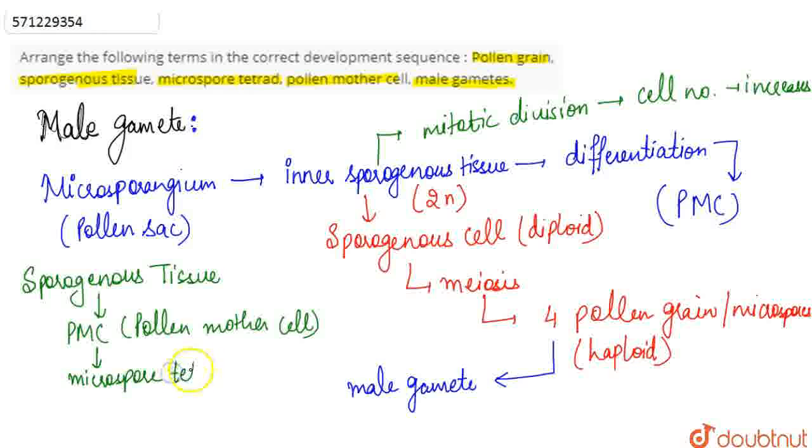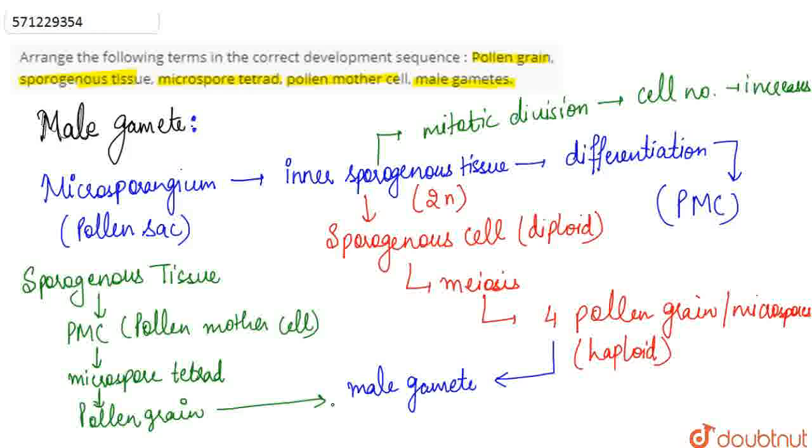The tetrad here means the four. Because in this event the four microspores are produced from the PMC, the pollen mother cell, that is known as a microspore tetrad. And then the microspore tetrads, or the pollen grains, are produced, wherein the male gamete develops.